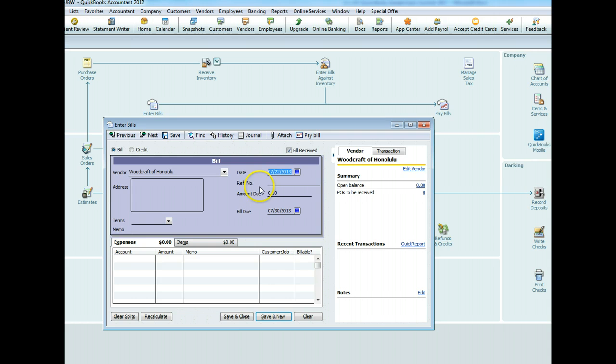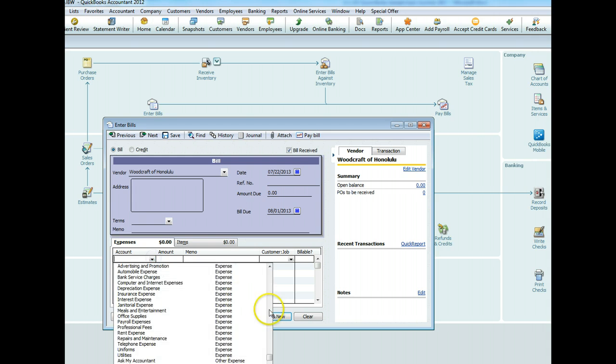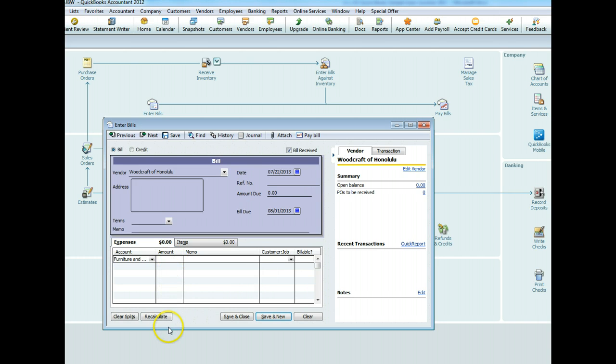Okay. And this is going to be for fixed assets in the amount of 8794.80 with terms of 2/10 net 30, which is already in there. Good. Alright, so furniture and equipment. This is additional woodworking equipment.